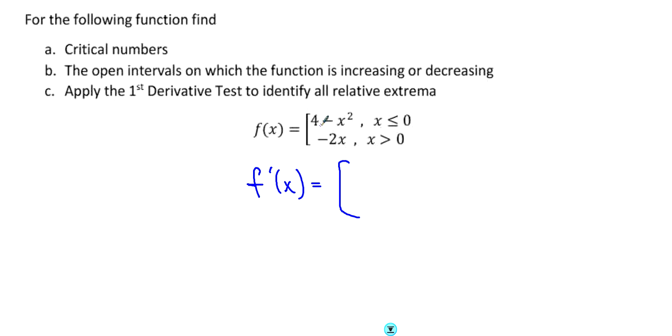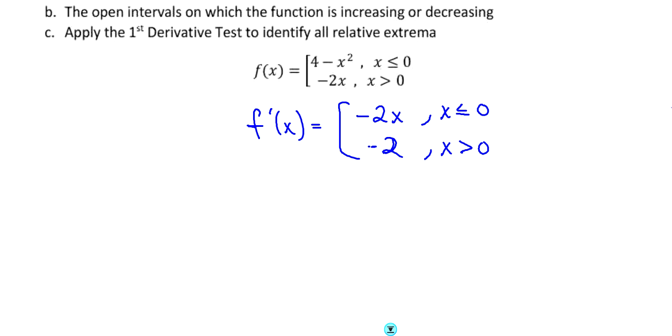When we take the derivative of 4 minus x squared, we get negative 2x. And that's the slope when x is less than or equal to 0. Then in the second one, the derivative is negative 2, and that's when x is greater than 0. So these are my slopes. All I did was take the derivative of each piece separately. So it's just like we've been doing. The only difference is that we might have to take the derivative of multiple pieces.